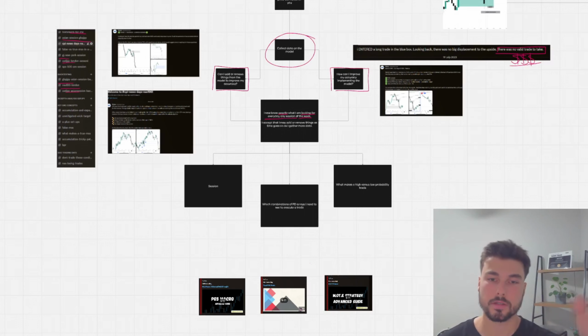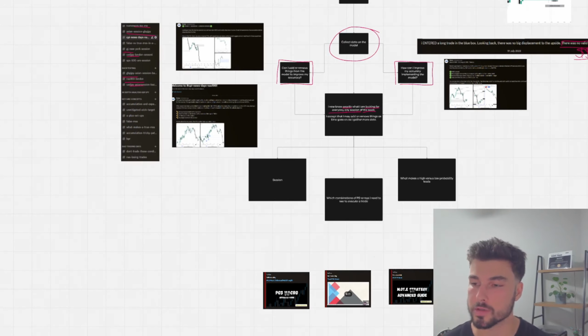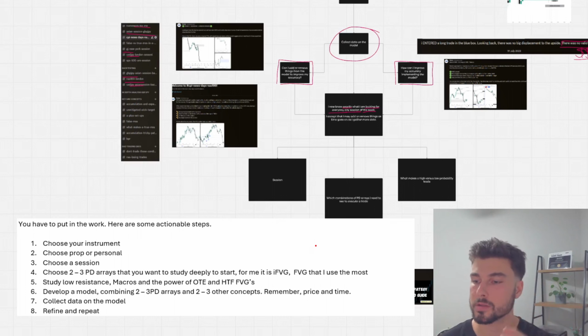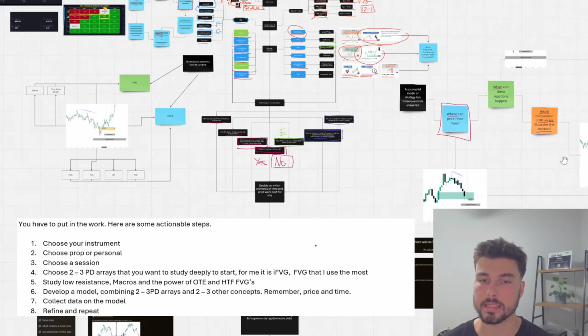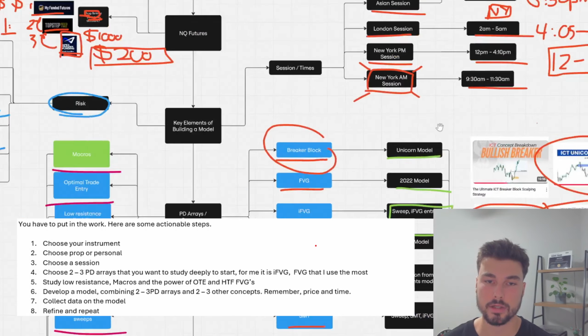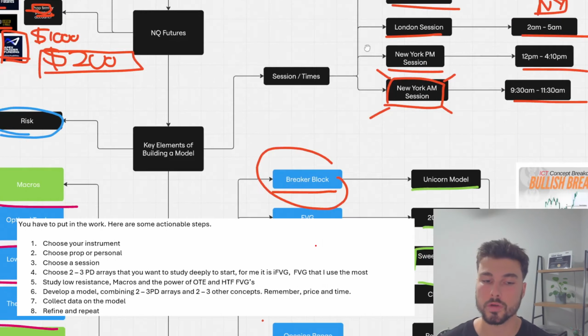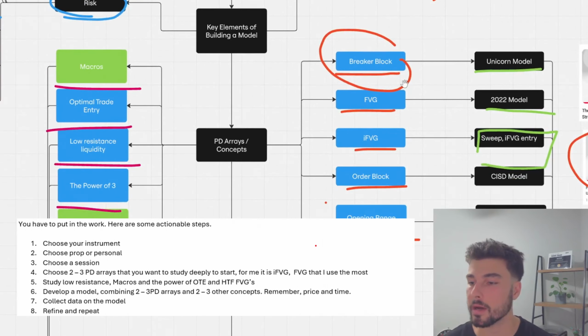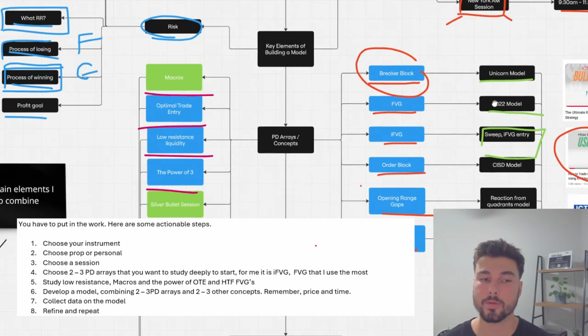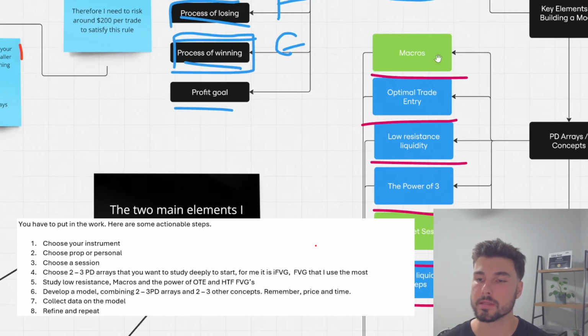Step number 1, I'll get this on the screen. Step number 1, you want to choose your instrument. Futures, Forex, or commodities. Step number 2, you want to choose prop firms or personal. Step number 3, you want to choose a session, right? So we talked about different sessions here and the volatilities of each. Step number 4, you want to choose 2 to 3 PDRAs, and you want to pair that with at least 1 or 2 time elements.